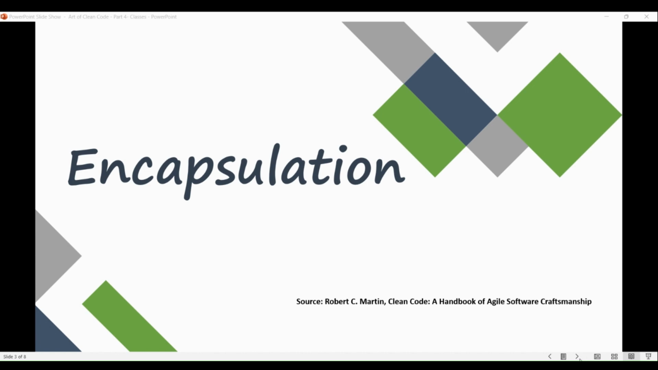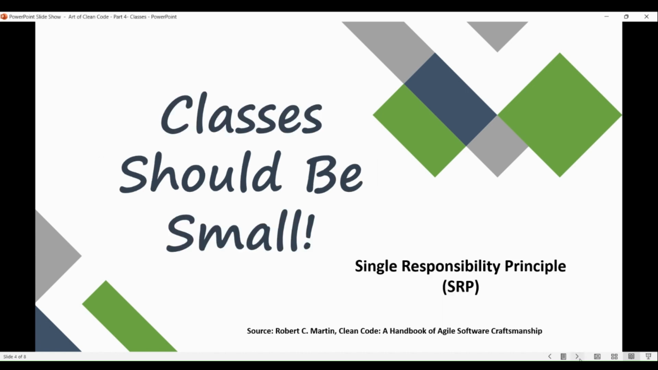The next thing that we need to keep in mind for designing clean classes is that our classes should be small. This is the first rule that we need to keep in mind. And as Robert Martin says, the first rule of classes is that they should be small, and the second rule of classes is that they should be smaller than that. And as with functions, small is the primary rule when it comes to designing classes.